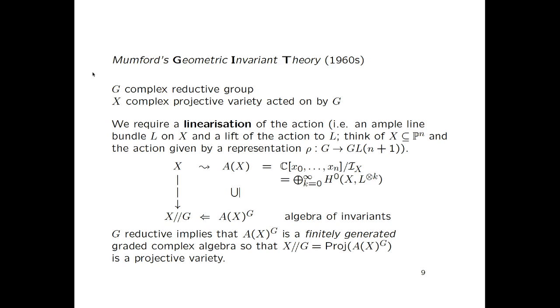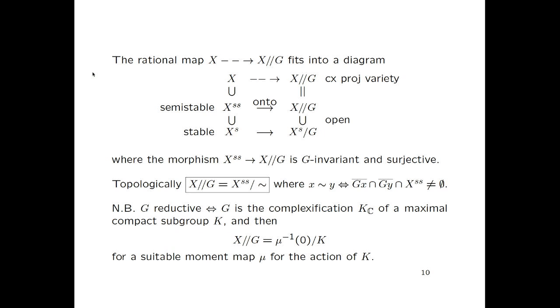So you look at the algebra of invariants, and then if you've got a reductive group action, that algebra of invariants is itself a finitely generated graded complex algebra, and corresponds therefore to a projective variety, which we think of as the GIT quotient. And the inclusion of the invariants in the full algebra gives us a rational map in the other direction. So we get the rational map from X to the GIT quotient. And so we can study the geometry of the GIT quotient using this rational map.